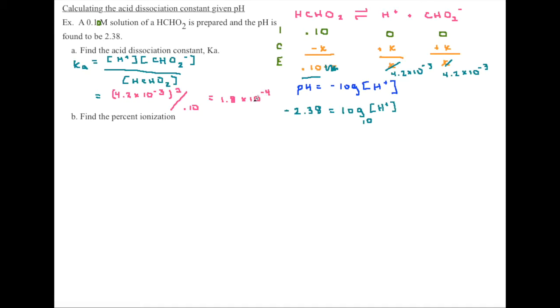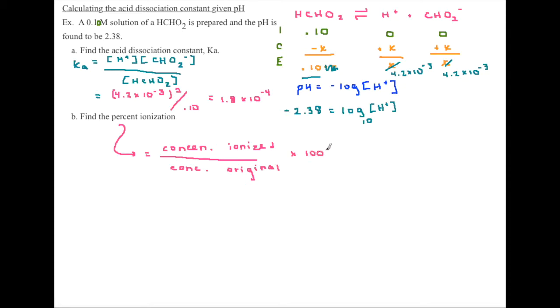Now, your percent ionization is equal to the concentration of your ionized product divided by the concentration of the original substance. So what percent of your original substance was actually ionized? Then you're going to multiply that by 100.